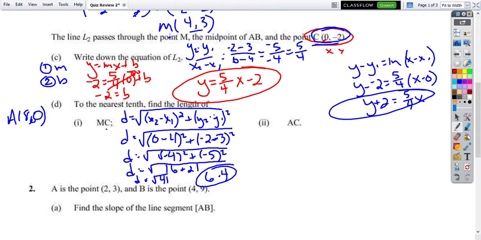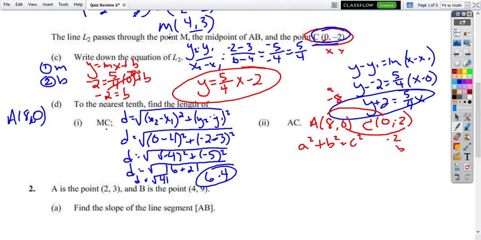All right, and we'll do this one the second way. So if I use the first point A, which has the coordinates of 8, 0, and C, which has coordinates of 0, negative 2, we're going to use the leapfrog method, and then we're going to use Pythagorean theorem. So a squared plus b squared is equal to c squared. So I want to count, how do I get from 8 to 0 and from 0 to negative 2? So the first one is a minus 8, the second one is a minus 2, and this is going to go in for a and then b. So it's just 8 squared plus negative 2 squared, all right, is equal to c squared.